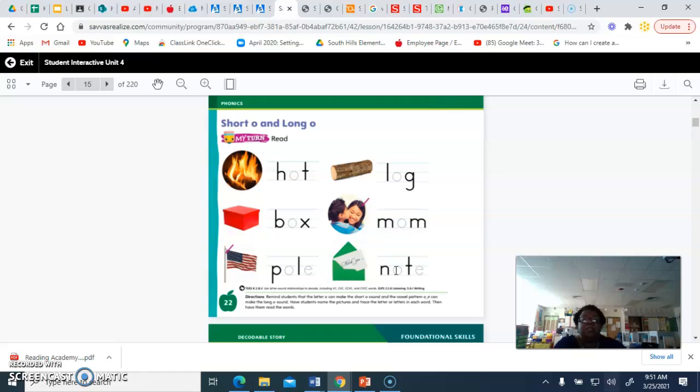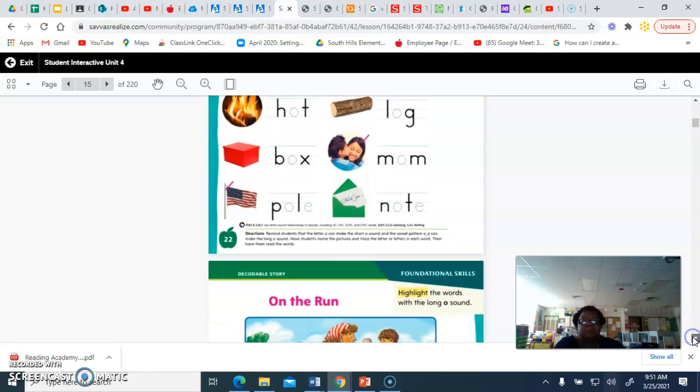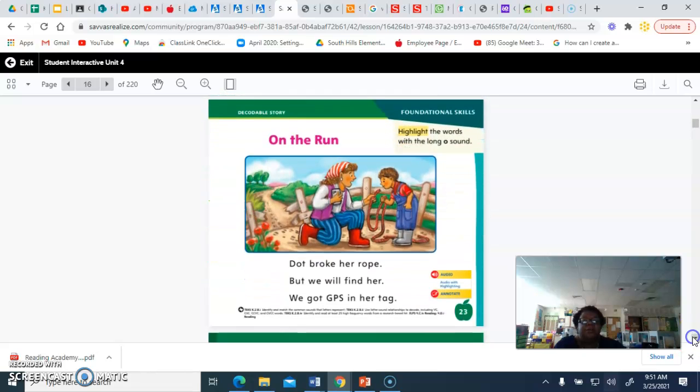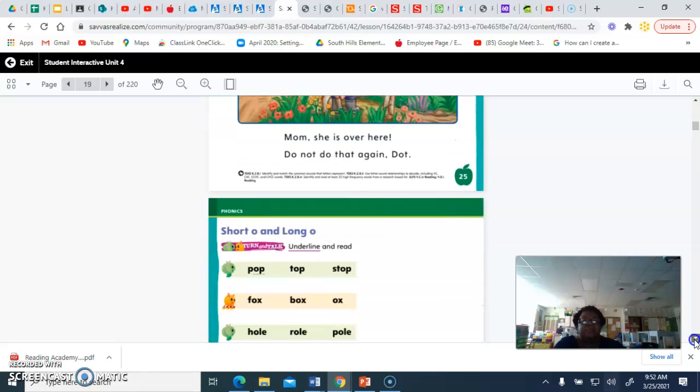Then in your journal today, think of words that have the ah sound and write them down. See if you can think of at least 10 words that have the short O sound or the ah sound. And then also in your journal, do the long O. See if you can think of 10 words that have the O sound in the word and write them down. And you have a story here called On the Run to practice reading.